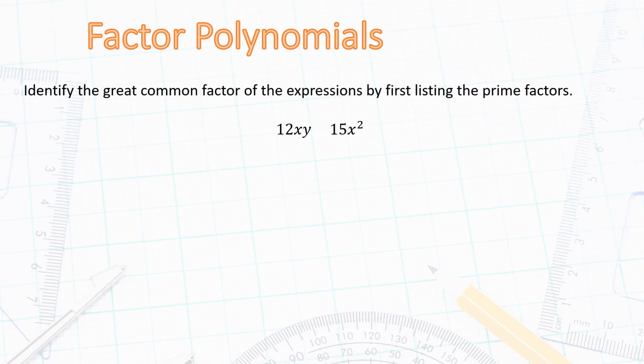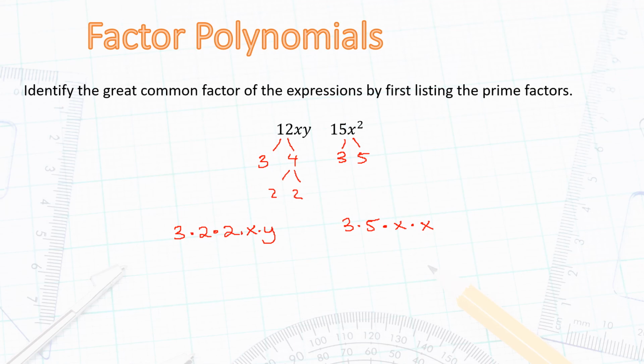All right, when it comes to polynomials, not much changes. So we still look at the coefficient, the number part, and we say, okay, coefficient of 12, that'd be 3 and 4, and then that's 2 and 2, so we got 3 times 2 times 2. And then x and y, the variables, you can't do anything with unless they're squared or cubed. You just leave them as they are, because we don't know what they are. So in 15, we got 3 and 5. So we're going to have 3 times 5, and then x squared is x times x. So we just break it up.